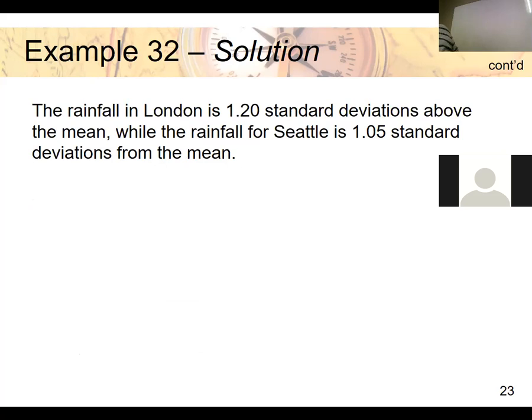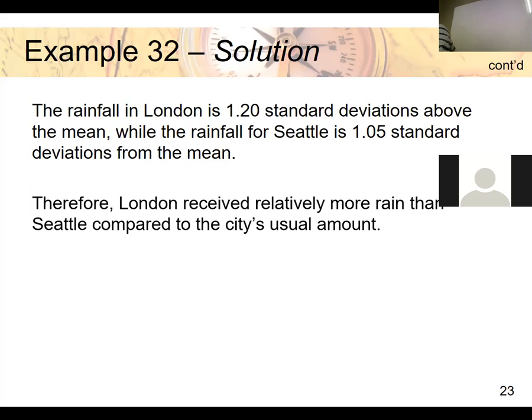The rainfall in London is 1.20 standard deviations above the mean, while the rainfall in Seattle is 1.05 standard deviations from the mean. So in this case, London received relatively more rain than Seattle compared to the city's usual amount. That's how we use z-scores to compare two different situations. Questions on this?